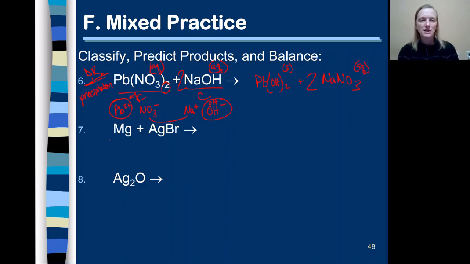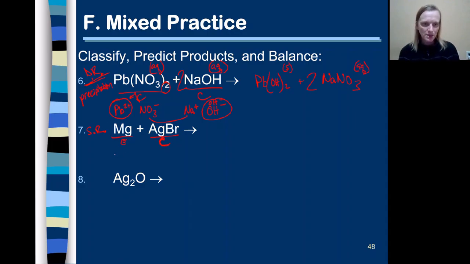The next example has an element, magnesium, reacting with silver bromide, which is a compound. So if I had these two reacting together, I need to think about element plus compound. What type of reaction is that? That is a single replacement reaction. I should be on the lookout to see if it's a combustion reaction, but my compound is not a hydrocarbon and my element is not oxygen. So it is a single replacement reaction.